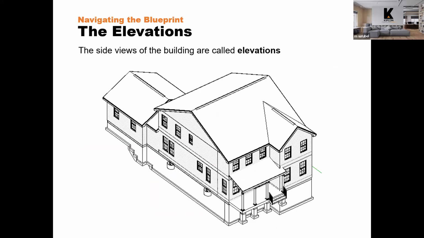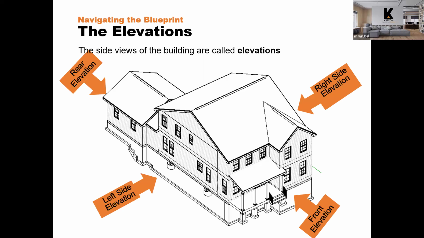Here's our isometric view again, and we're going to go into the next type of design drawings. So we've got the plan view. So far we've discussed the overall layout, very broad information, the plan views that look straight down from different heights of the building from the outside and inside. Now we're going to look at the building from the side. The side views of the buildings are called the elevations.